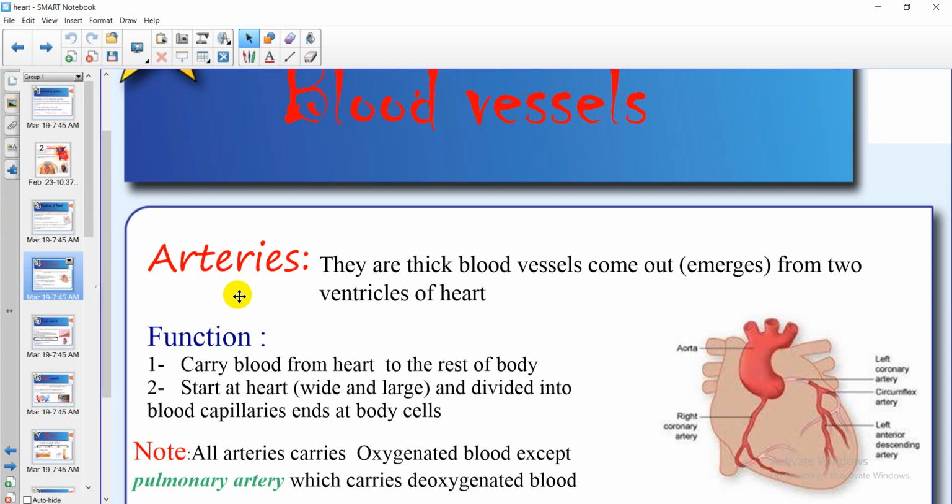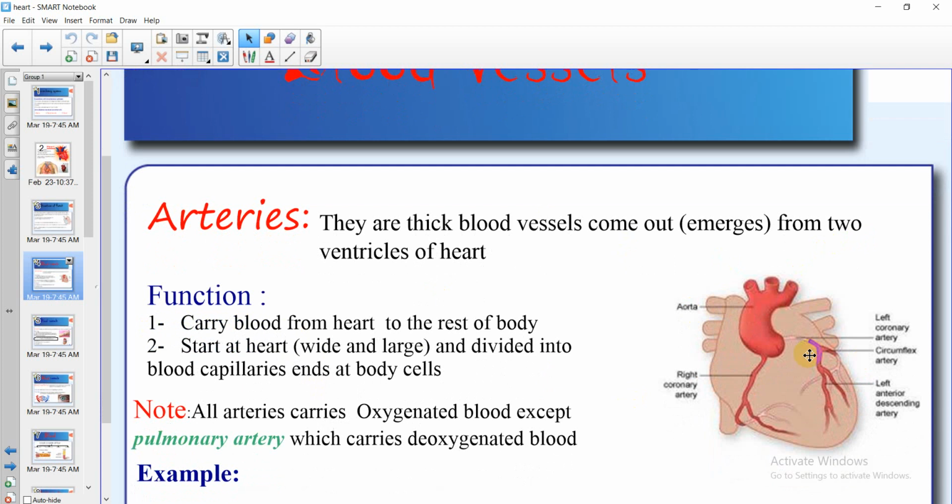These arteries carry the blood from the heart to the rest of the body. They start at the heart wide and large, and become thin vessels when they reach our cells. Why? Because our cells are very small, so they need very small blood vessels to transfer oxygen and wastes between each other. So it starts with a large size and then becomes small.